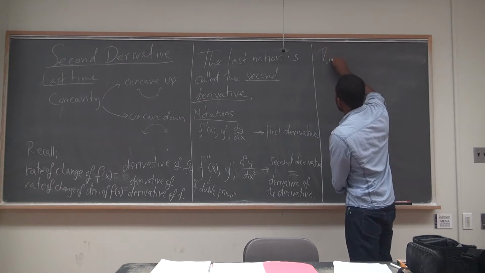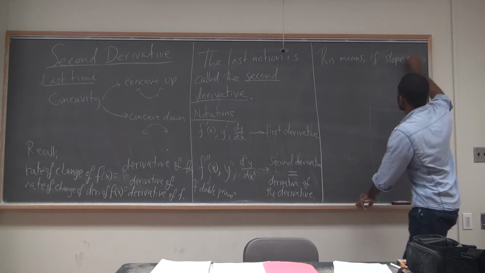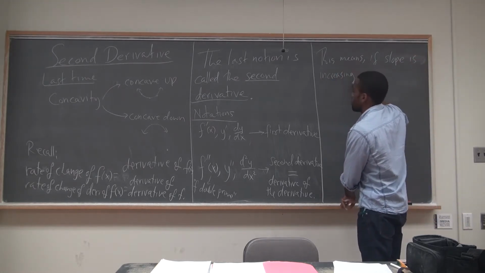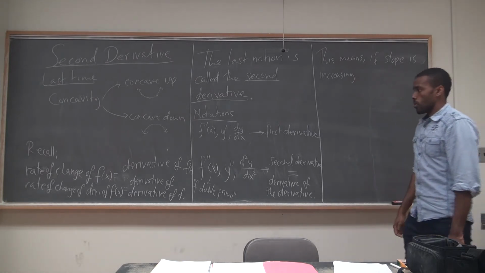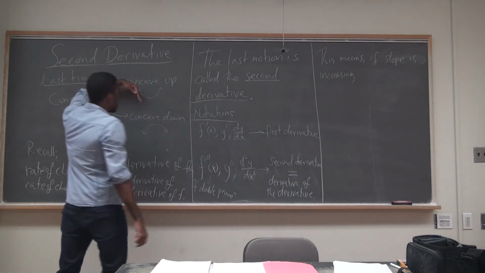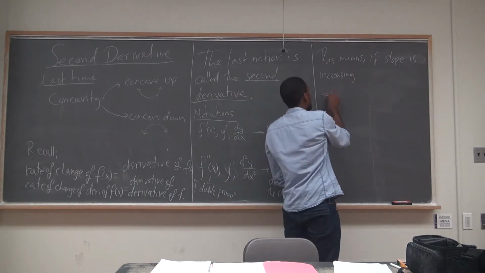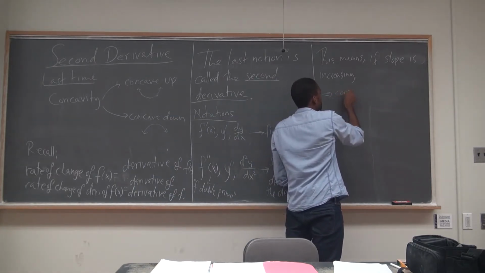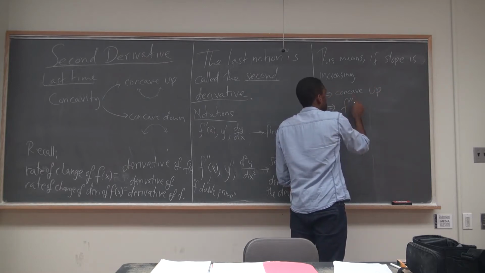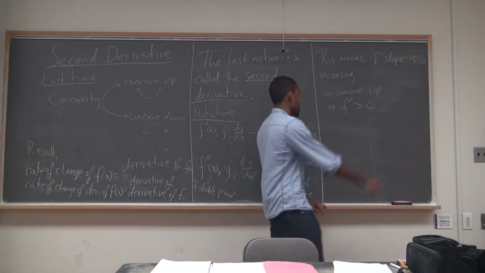This means, if slope is increasing, would you describe that in terms of derivatives? Yeah, well if you look at concave up, notice that the slope is getting bigger and bigger and bigger. Slope is increasing. This basically means you're concave up, but what does it mean in terms of derivatives? F double prime must be positive, right? The derivative of the derivative must be increasing, positive, right?